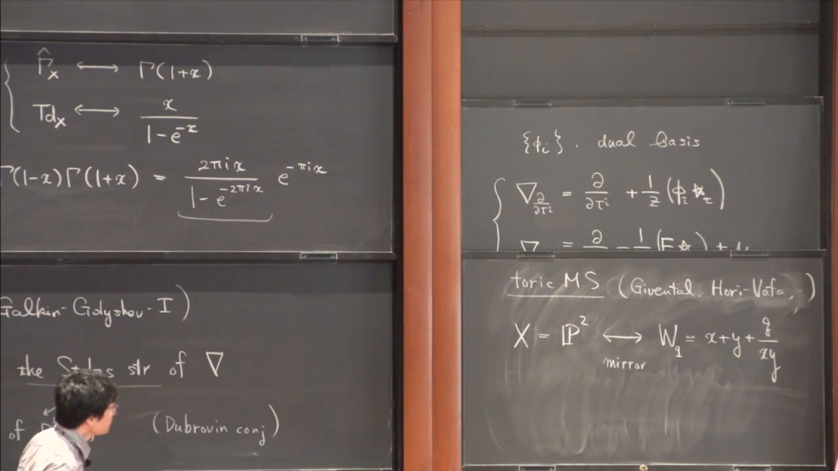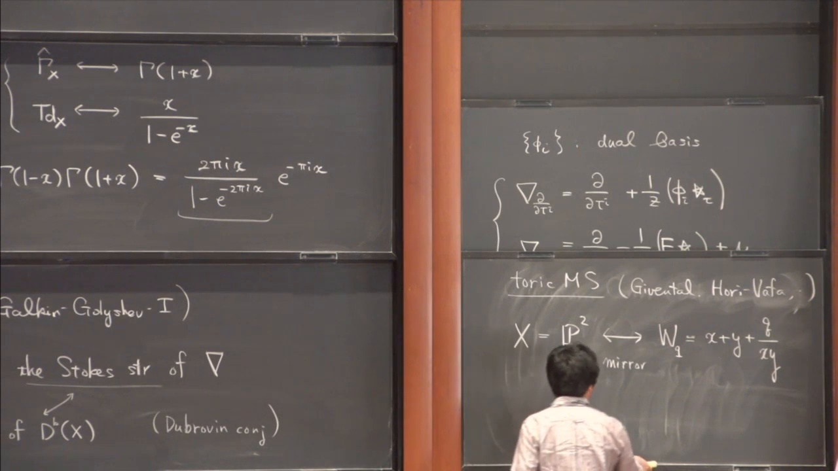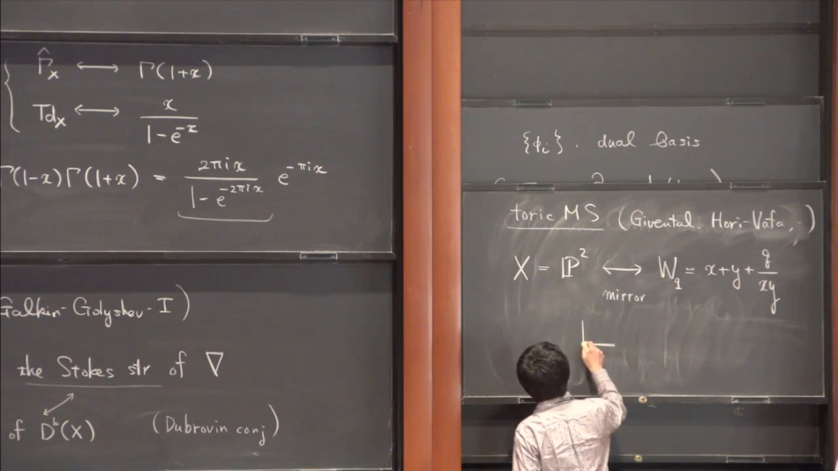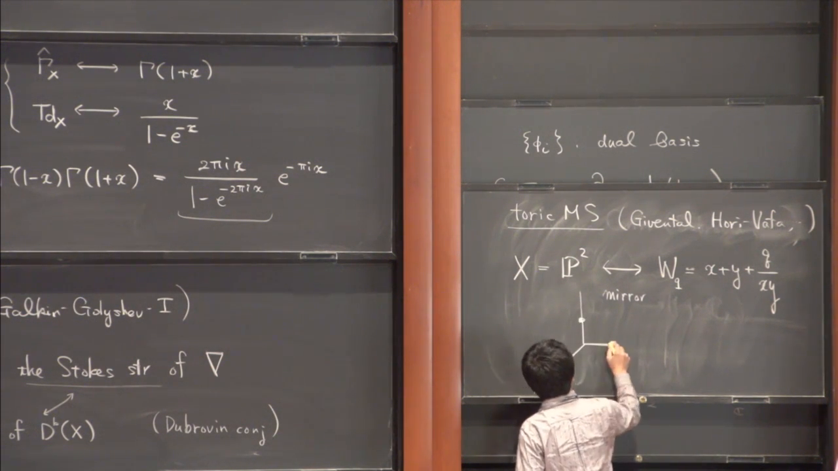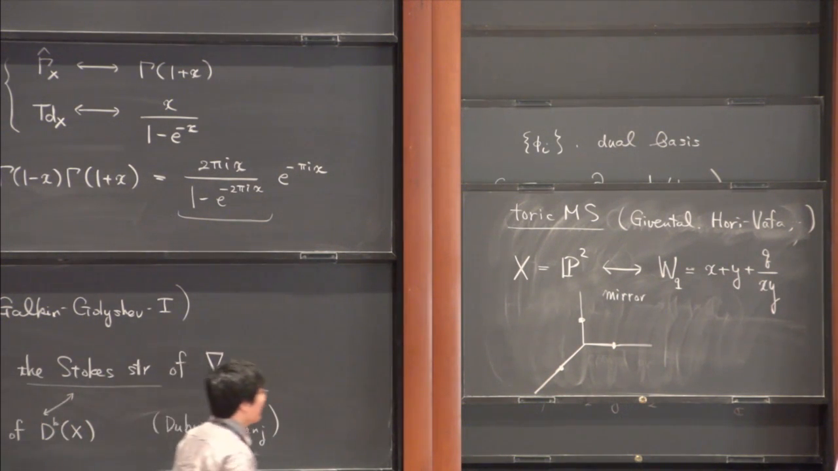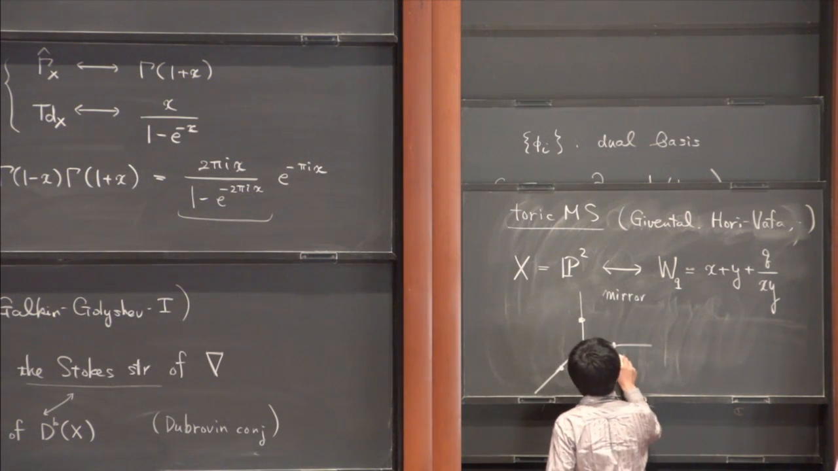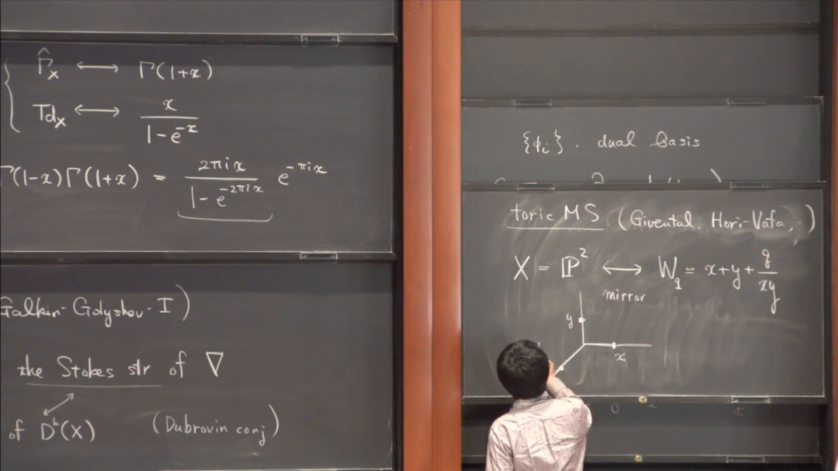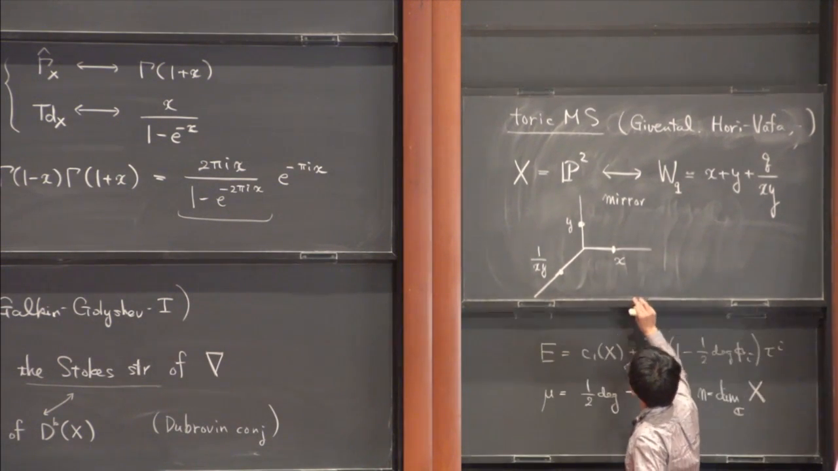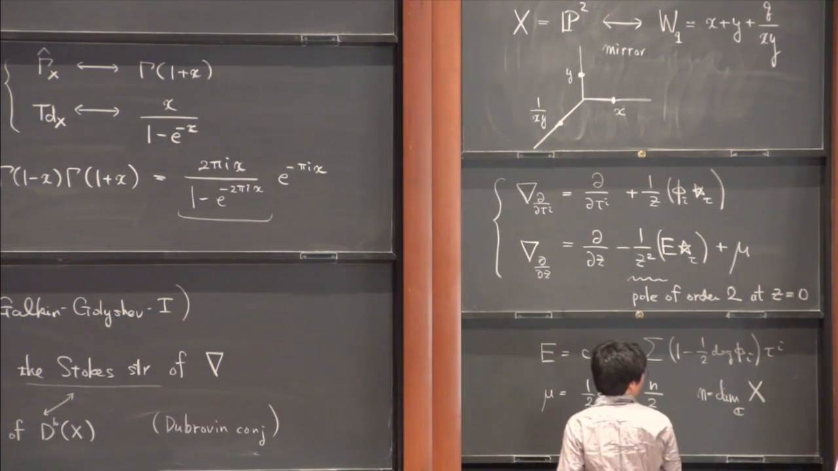So this you can see from the fan diagram, basically. You write the fan picture, which is the fan for P2, and you take a primitive vector for each one-dimensional cone, and then each primitive vector corresponds to a monomial in these variables.